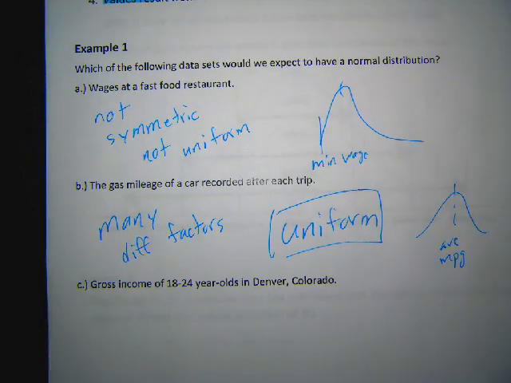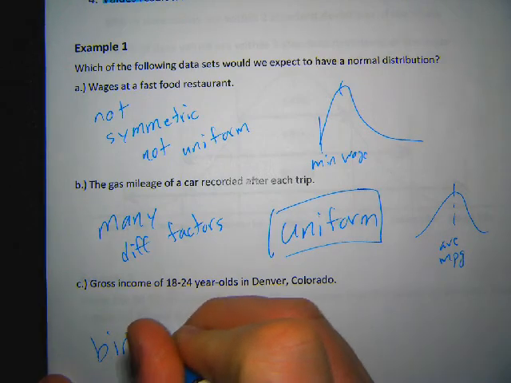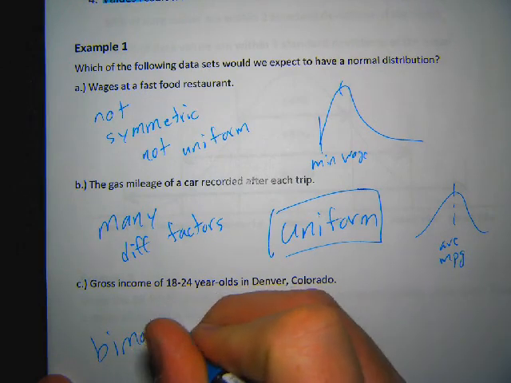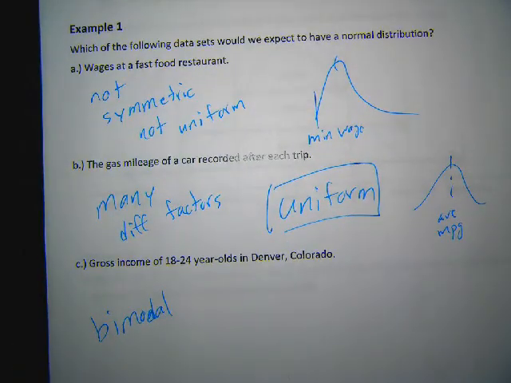Gross income of 18 to 24-year-olds in Denver, Colorado. I think I'd argue that this one's probably not going to be unimodal. This is probably bimodal. Because if you look at the 18 to 24-year-olds, you're including the people that are still in school, like maybe going to college and stuff, who maybe aren't making as much money because they're doing college full time, versus people that might go into a trade right away where they only need a year or two of school and they're already making full-time wages. They might be making a lot more.